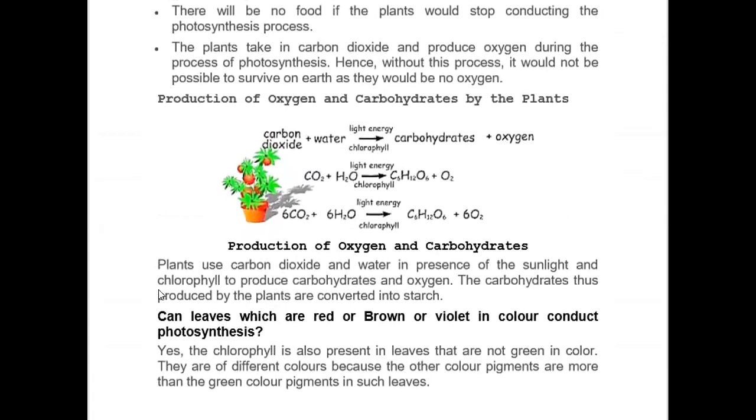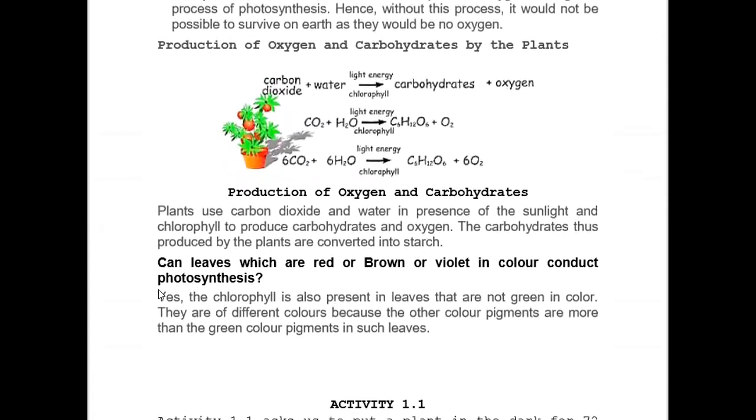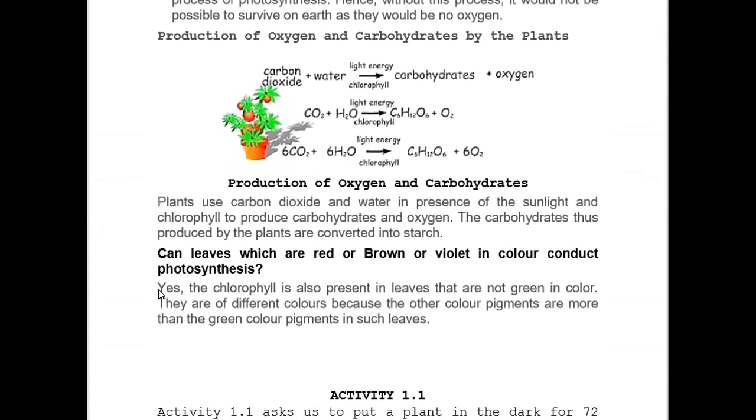Now, production of oxygen and carbohydrates by the plant. So kids, now we are going to understand the process of photosynthesis with the help of a reaction. So this is the word reaction and this is the chemical reaction. Carbon dioxide and water in the presence of light energy, which we are getting from the sun, and the chlorophyll is producing what? Is producing a carbohydrate. Which carbohydrate? Glucose. The name of the carbohydrate is glucose.